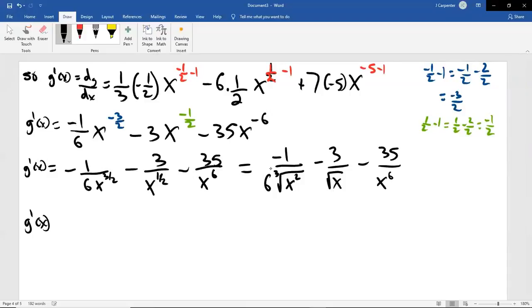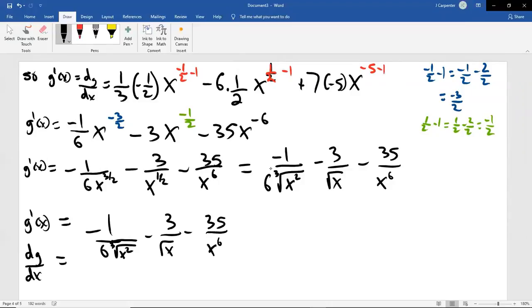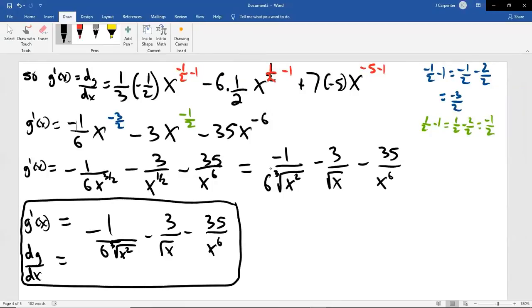G prime of x, aka dg dx. I don't want to have to write that whole string twice. No matter which one you use, it's equal to negative 1 over 6 times the cube root of x squared, minus 3 over the square root of x, minus 35 over x to the 6th. Again, it looks a little weird because I just didn't want to write that twice. Whether you use g prime equals or whether you use dg dx equals. Not df, not f prime, because the original function was g. Be consistent with the letters.